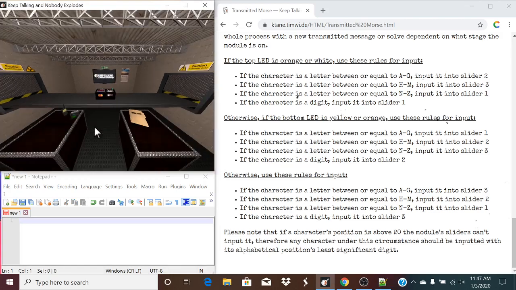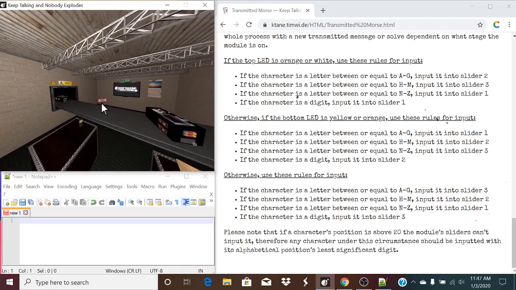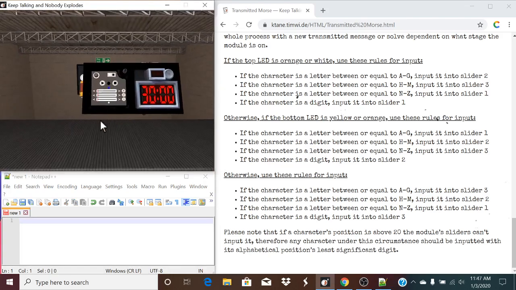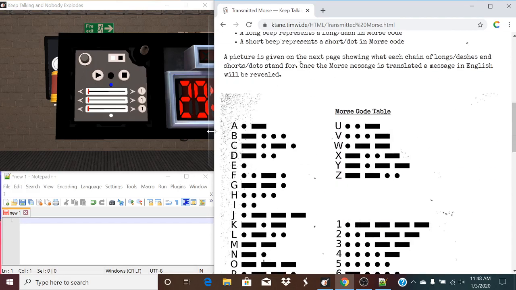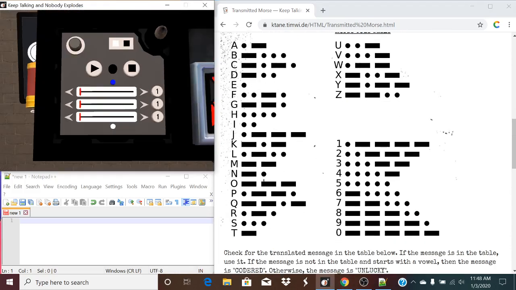Alright, let's try one more. Okay, checking our rule here. The LED above the sliders is either red or pink. No, so we're good. Let's take a listen for our message.